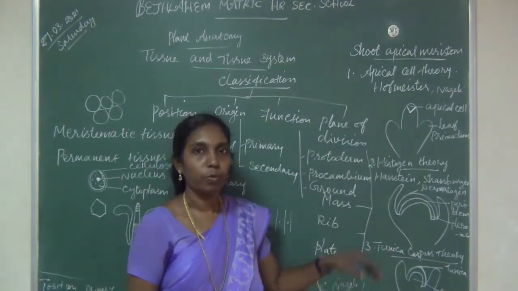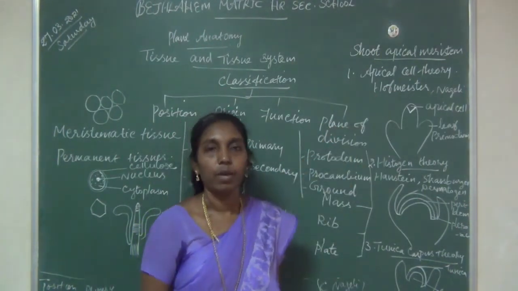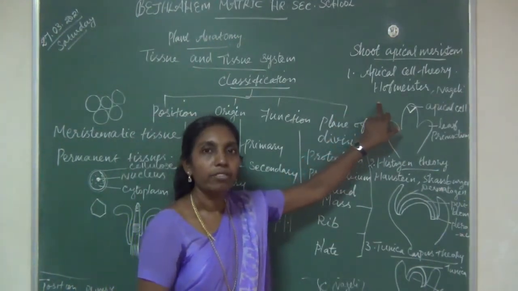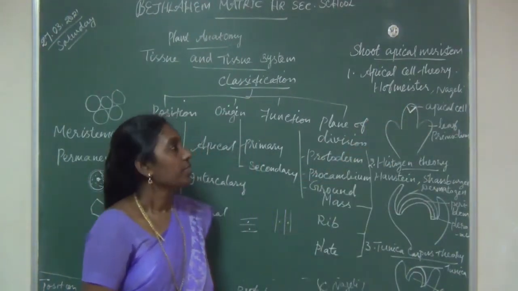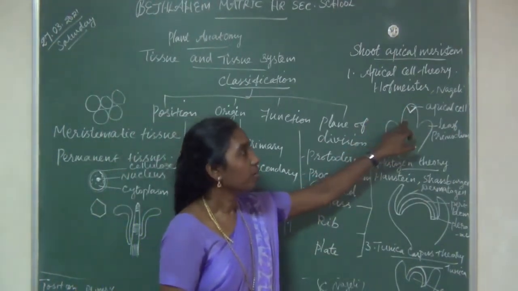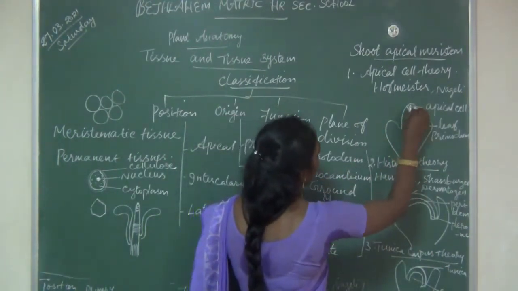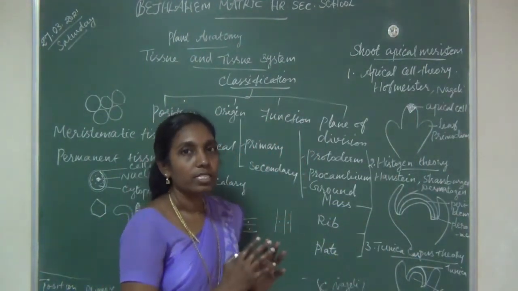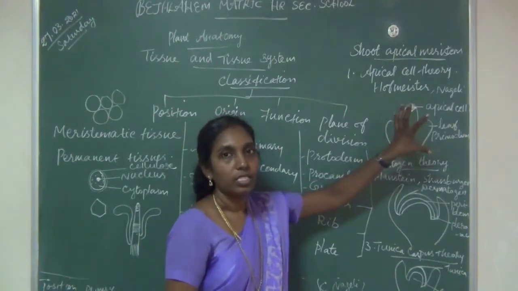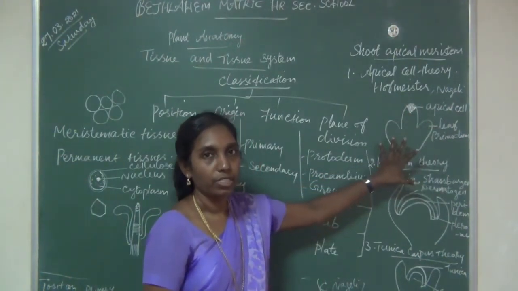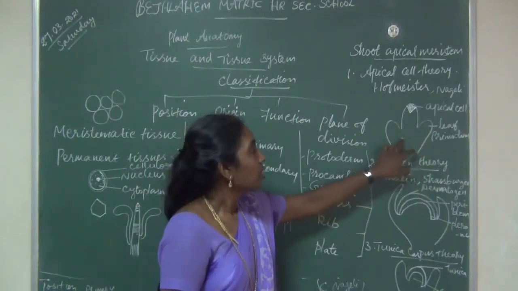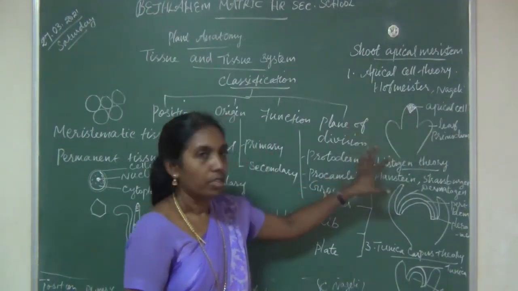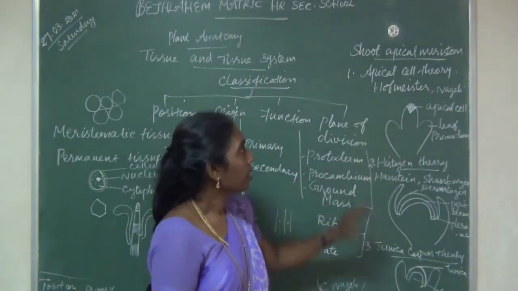Apical cell theory was proposed by Hofmeister and supported by Nagel. This theory states that there is an apical cell. Here is the apical cell. This apical cell governs all the planes of divisions. The apical cell is the structural and functional unit of the shoot apex. That is the apical cell theory.